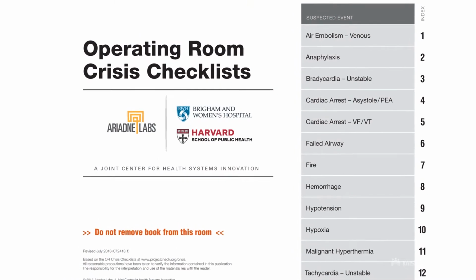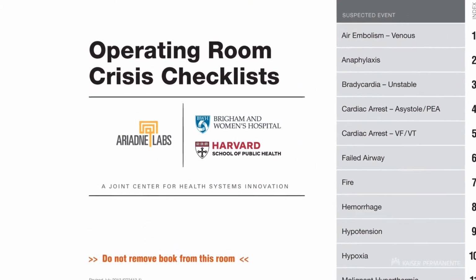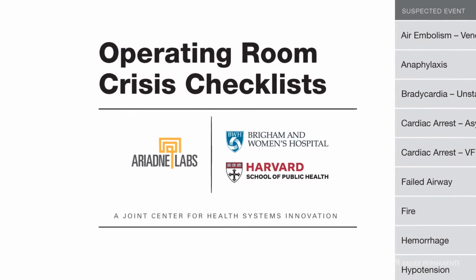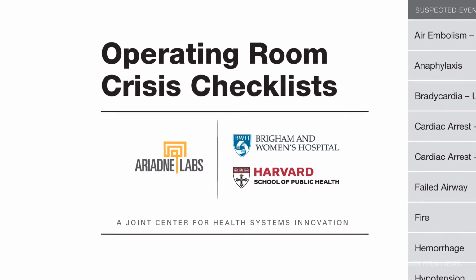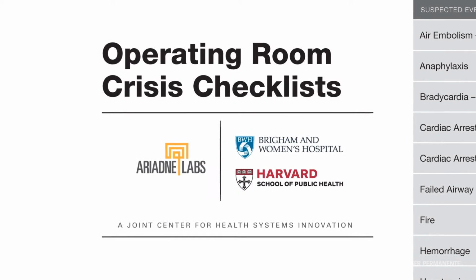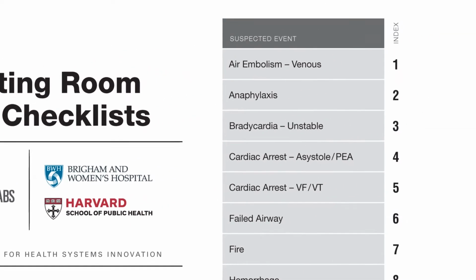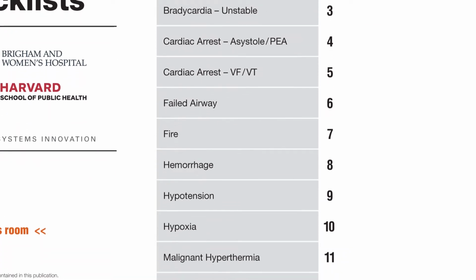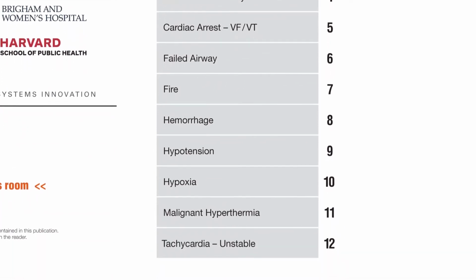Kaiser Permanente has established a set of OR crisis checklists based on the OR crisis checklists developed by Ariadne Labs, Brigham and Women's Hospital, and Harvard School of Public Health. These original OR crisis checklists were developed with the goal of improving care during 12 of the most common perioperative crises.